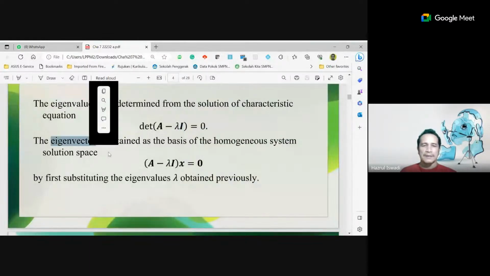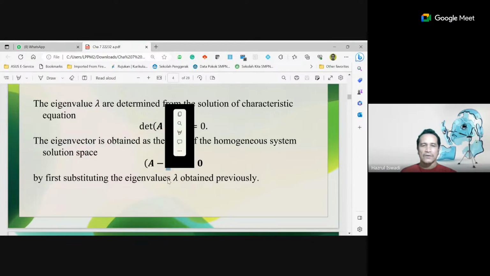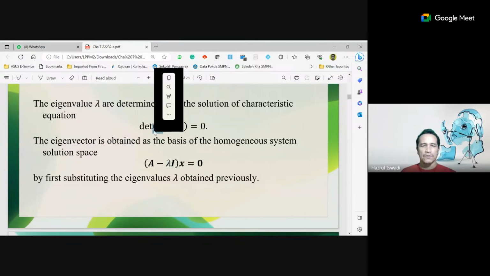The eigenvector can be determined after the eigenvalue. So we must find the eigenvalue first. After that, we can find the eigenvectors. Why? Because in this equation, the eigenvalue is substituted from the value obtained from this equation. So we must get the eigenvalue first, and after that we can find the eigenvectors.